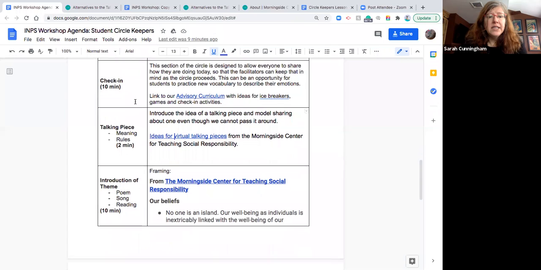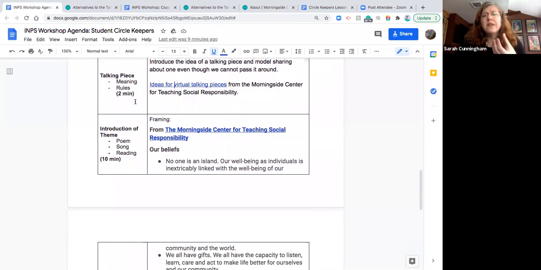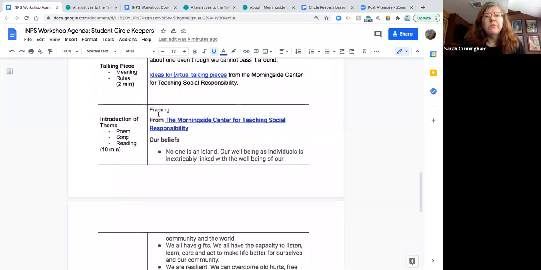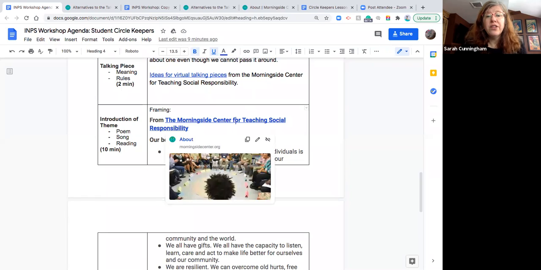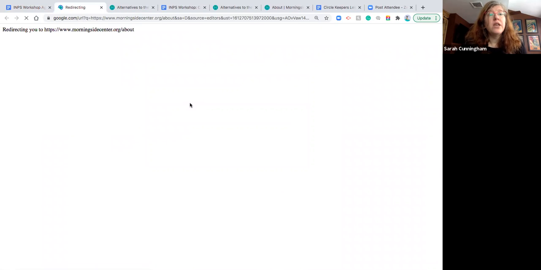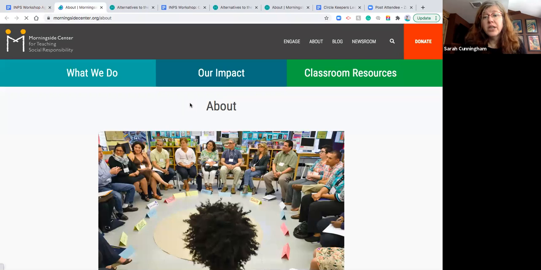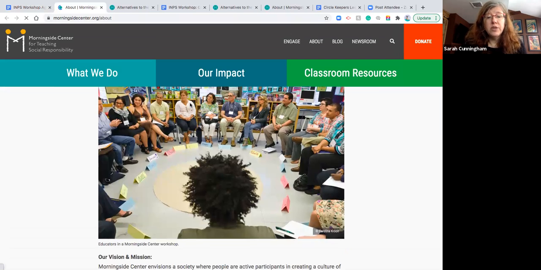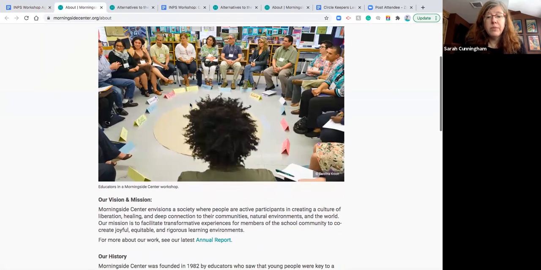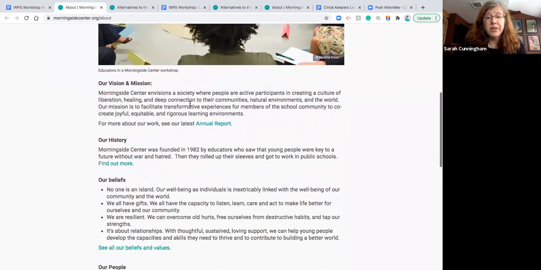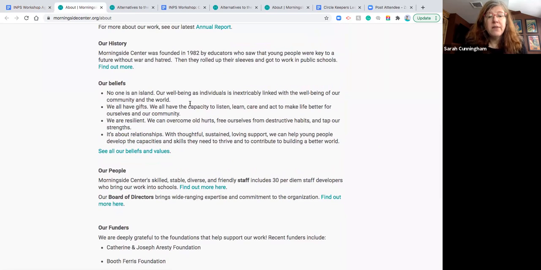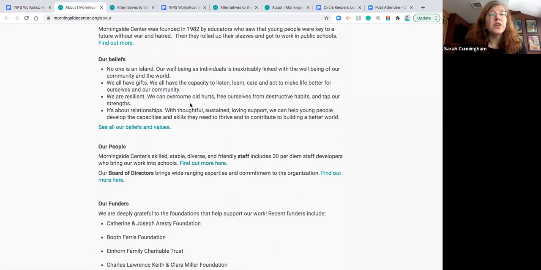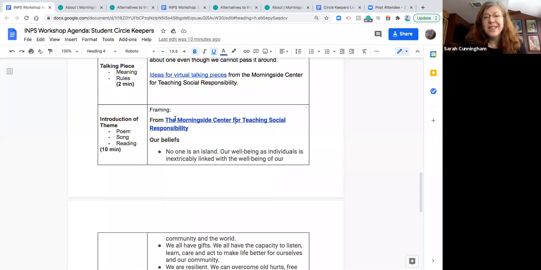From there, we got into the meat of our workshop. We use the curriculum from the Morningside Center for Teaching Social Responsibility, and they have a wealth of activities that anyone can access, as well as trainings. I'm not sure how that works for people who are outside of the New York City Department of Education, but people within the NYCDOE can attend various trainings that are really thoughtful and meaty, and come highly recommended.